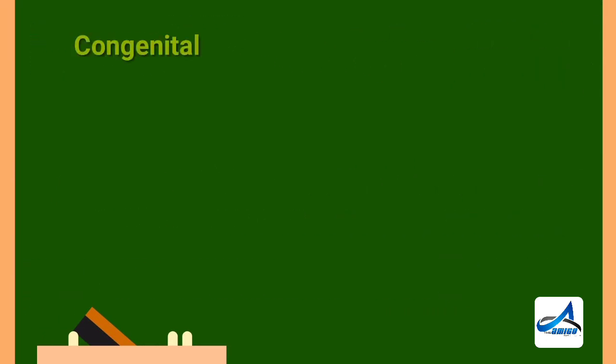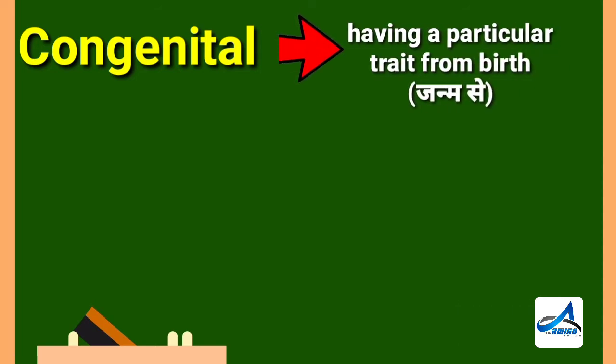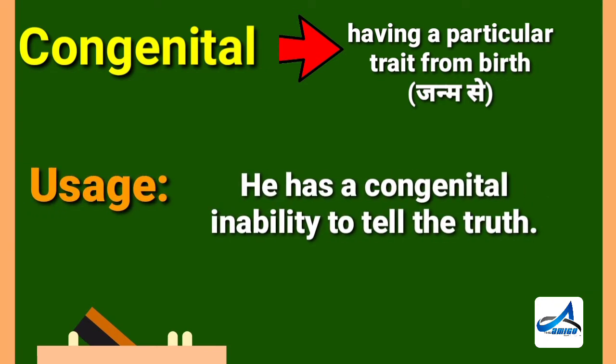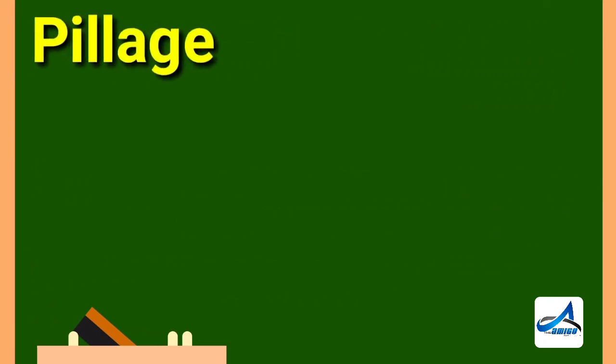The next word that I have for you is congenital. Congenital means having a particular trait from birth. In Hindi you can say janam se. Now look at its sentence. He has a congenital inability to tell the truth. Its synonym is inherited.